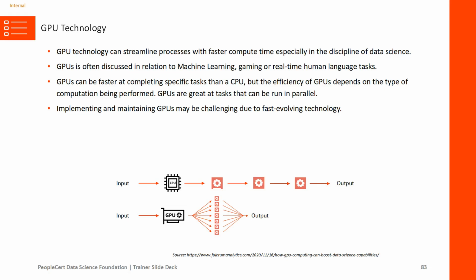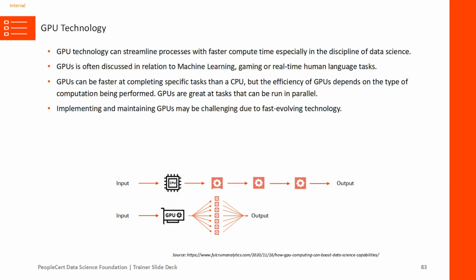GPU technology can help you to streamline the processes with a faster compute time, especially in the case of data science. GPU is often discussed in relationship with machine learning. GPU is also used in gaming or in any kind of real-time human language task as well. GPU can be faster at completing specific tasks. I know it's better and faster as compared to CPU, but the efficiency of GPU also depends on the type of computation which is being performed.